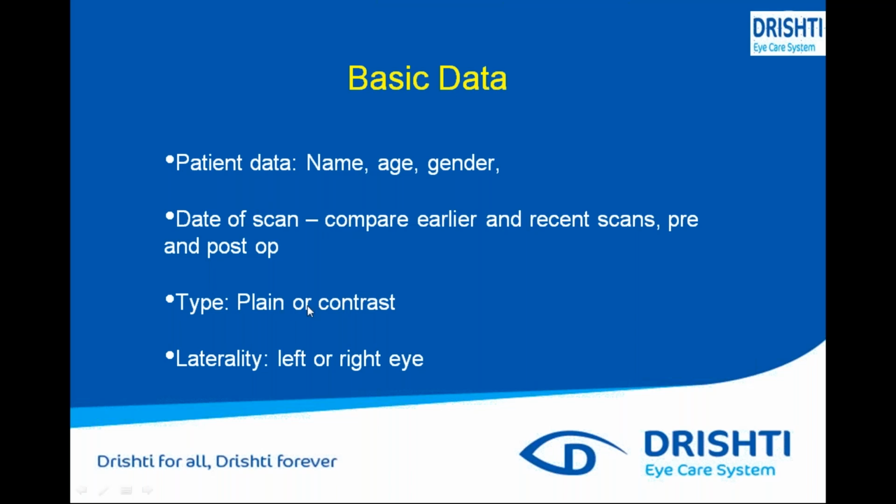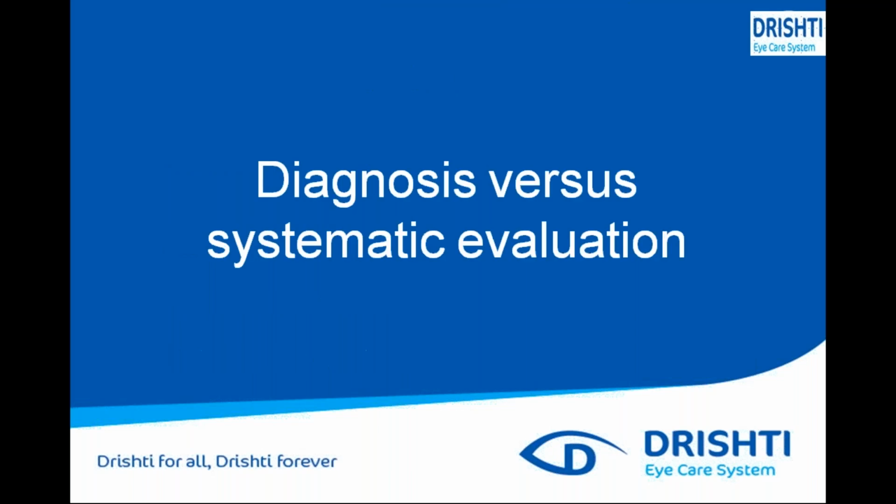Then see the type, whether it is plain or contrast, because if you think a contrast scan is a plain one, that will lead to the wrong diagnosis. Again, the laterality, which eye, left or right, has to be seen. So while starting to look at the report, the basic data has to be checked to confirm it is the correct patient. This was about the basic things of the CT scan.